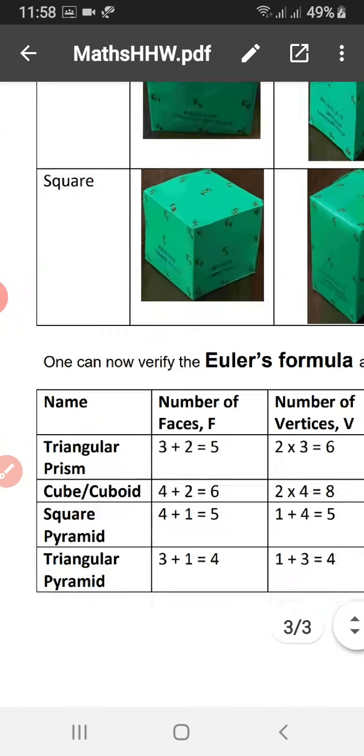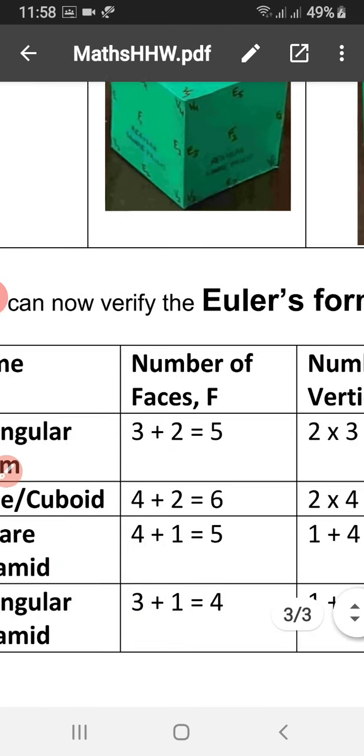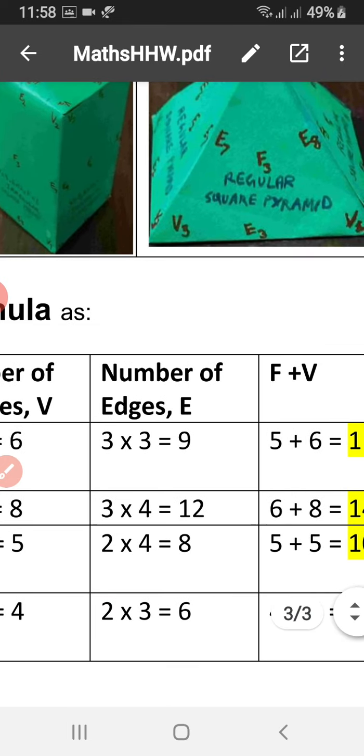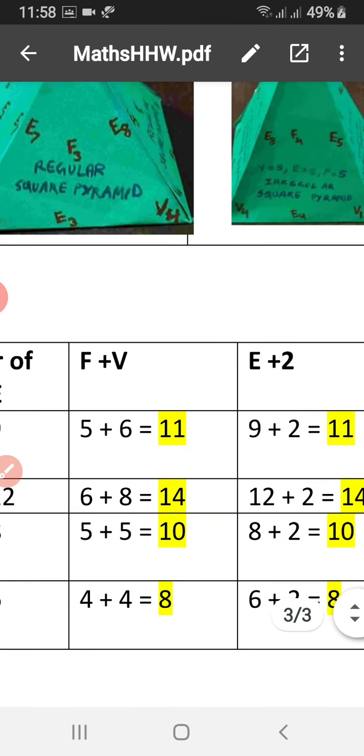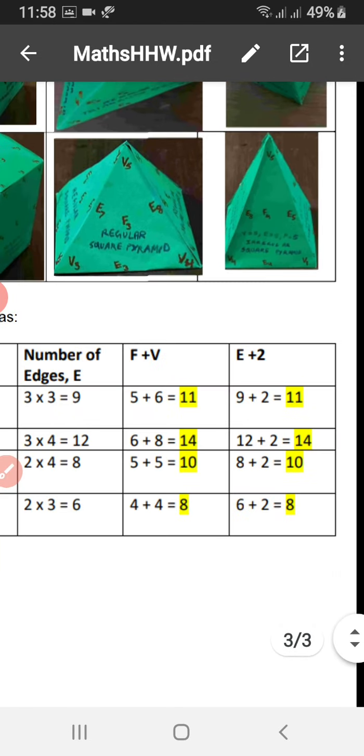After that, verification of Euler's formula, calculating number of faces, vertices and edges, and verifying F plus V is equal to E plus 2.